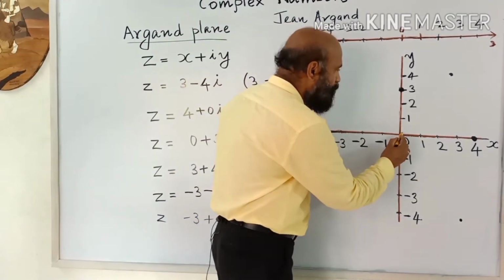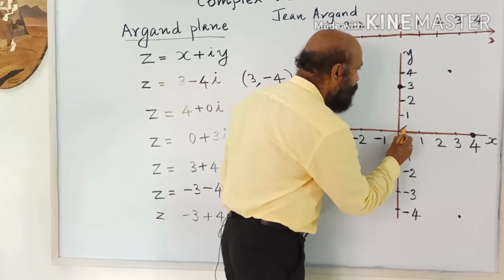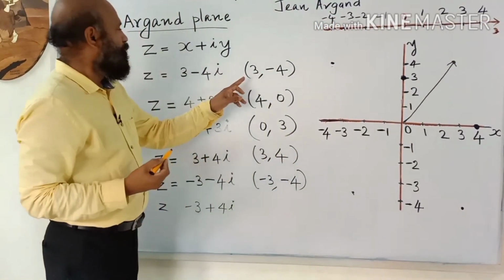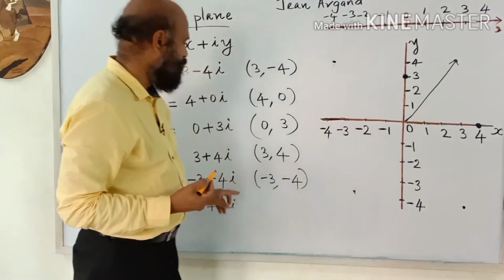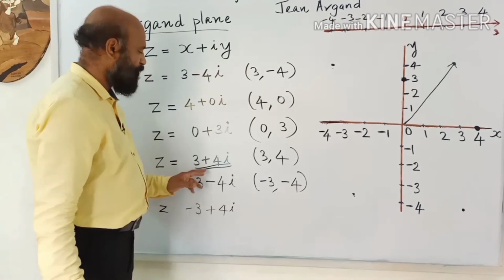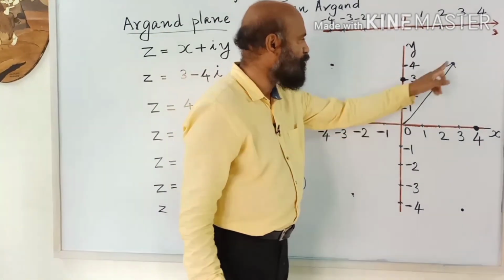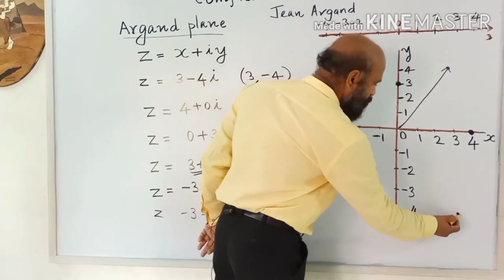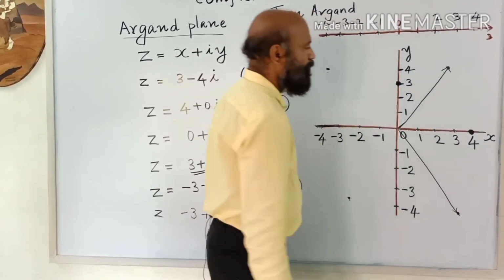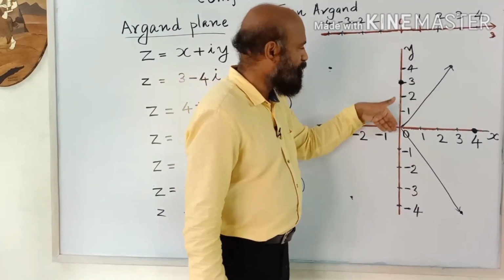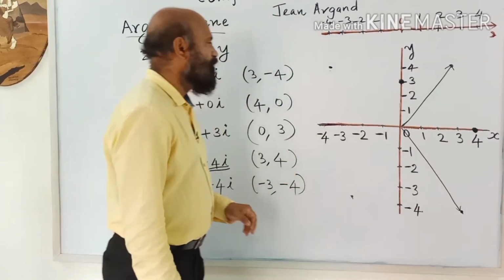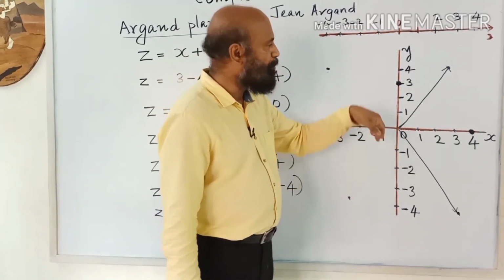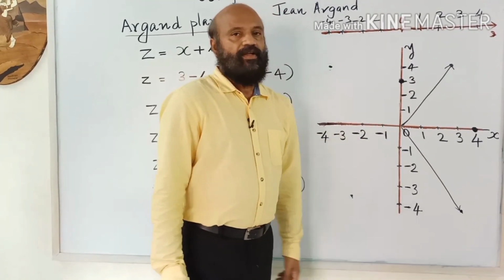Now a complex number can be represented in another way, that is by a vector. So this is the origin. This is 3 comma 4, so this complex number 3 plus 4i can be represented either by this point or by this vector. Now 3 minus 4i can be represented by this point or this vector. They are at equal distance from the origin, so magnitude is same but the direction is different. So for each complex number there will be a point, and each complex number can be represented either by a point or by a vector.